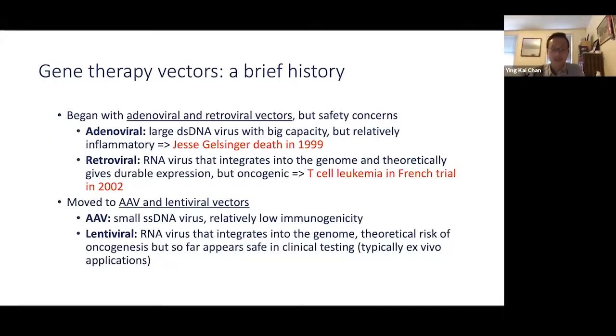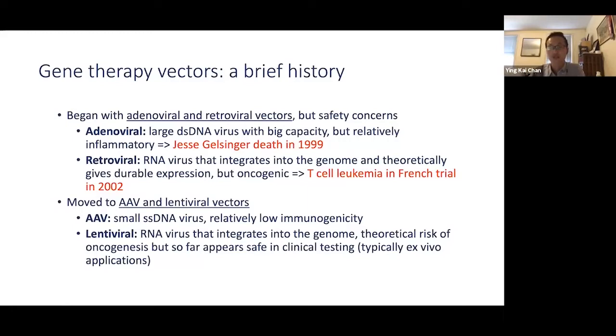Okay, so that was the immunology primer. I'll now switch gears to talk about gene therapy vectors and what is known about their immune responses. I want to first start off with some quick history. The gene therapy field started out with two popular vectors in the past, but there were safety concerns. The first one, adenovirus, has a huge coding capacity, but it's also highly inflammatory.